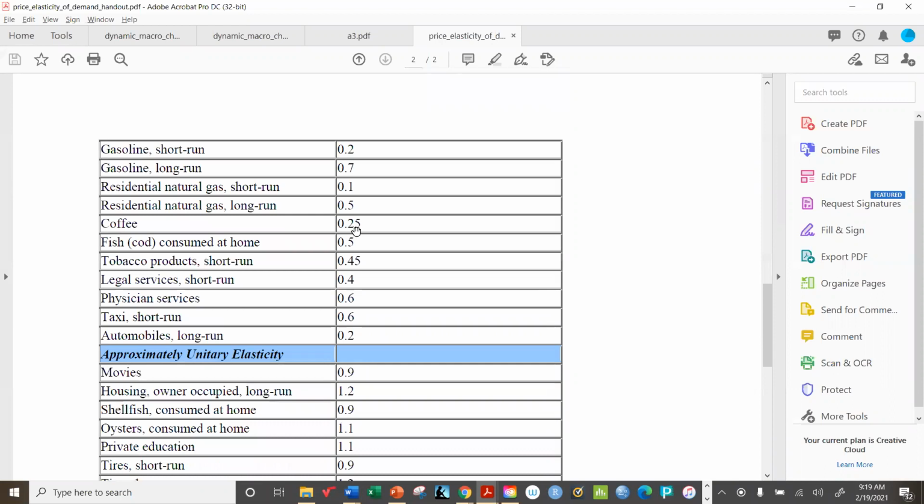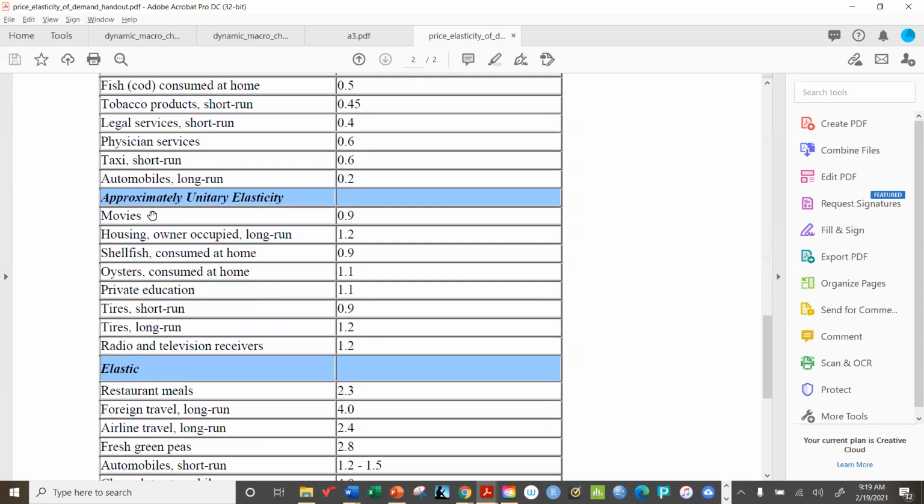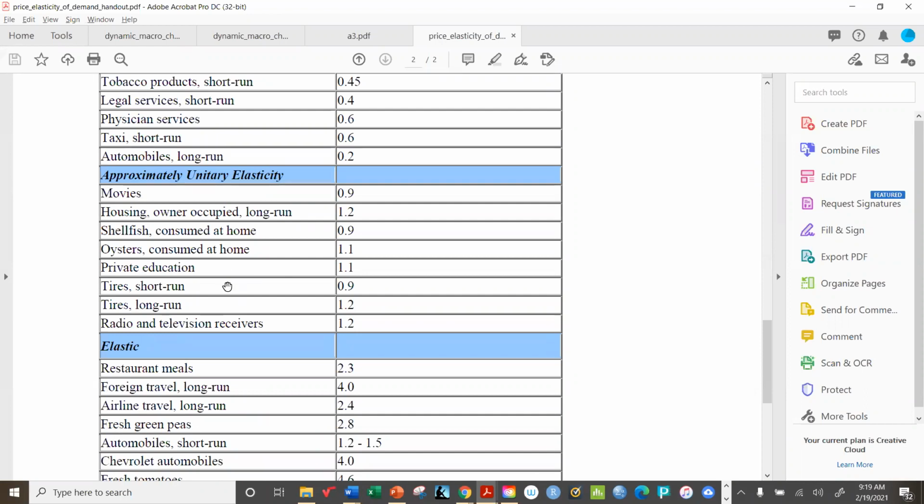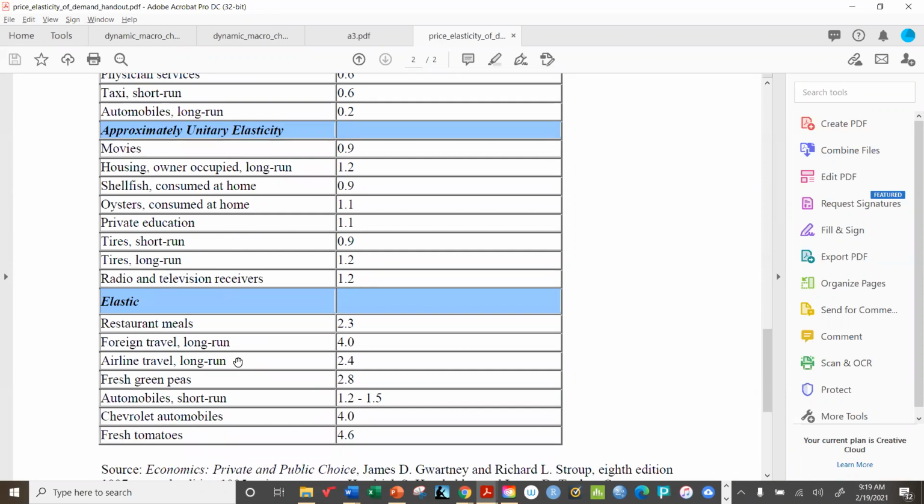Like coffee, well, it's inexpensive. Doctors, you're not going to say no to the doctor just because of the money. Unit elastic, these are the ones right in the borderline between inelastic and elastic. And elastic, these are the ones that you might think twice about buying if the price goes up too much.